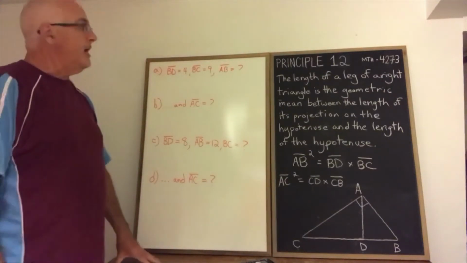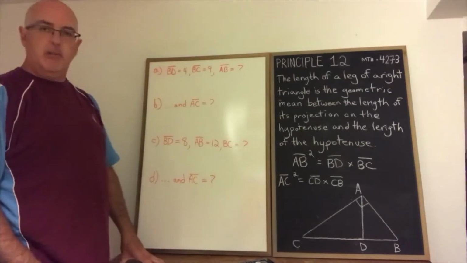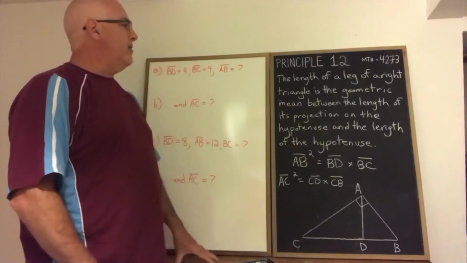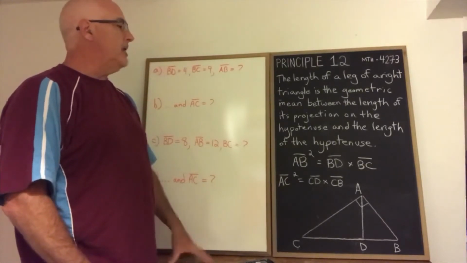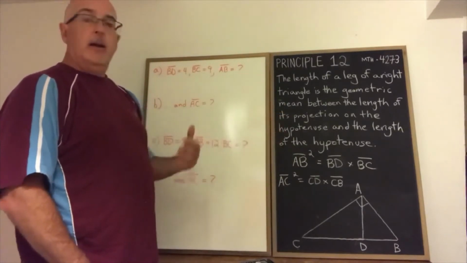Today's Daily Dose of Math is about Principle 12 from the Math 4273 Geometry course. Principle 12 states that the length of a leg of a right triangle is the geometric mean between the length of its projection on the hypotenuse and the length of the hypotenuse. Expressed in the English language, it's not very clear.